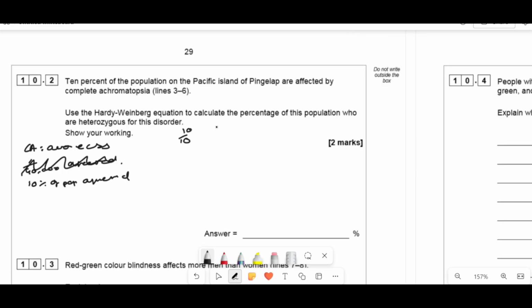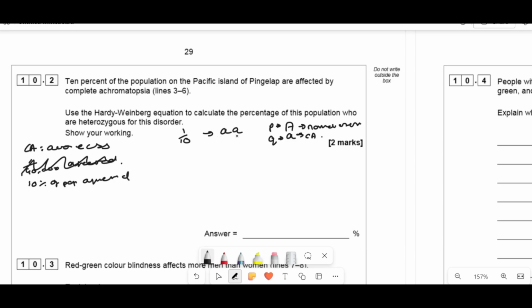Now, which is 1 in 10, have complete achromatopsia, which I'm going to just call little a, little a. So define what they are, right? So big A, normal vision. Little a is complete achromatopsia. We know that 1 in 10 have this genotype aa. So I'm going to call P big A and Q little a.